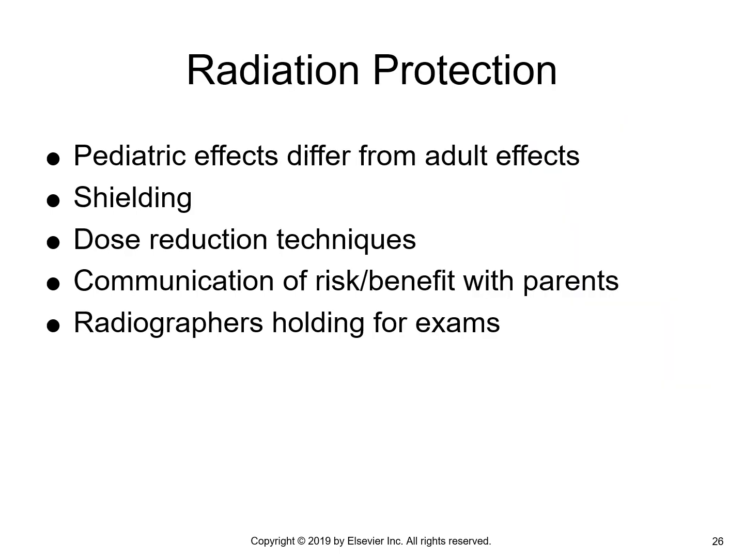All right. Radiation protection. We should always be shielding. Pediatric effects differ from adult effects. Okay. Pediatric effects can sometimes be more exacerbated, especially if they're late effects, because pediatric patients are growing, and so they have a higher cellular metabolic rate than adults, and that means their tissue is more radiosensitive on average. Okay, we should always be shielding.